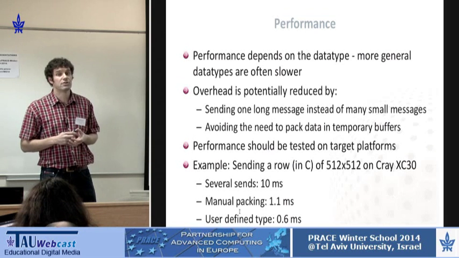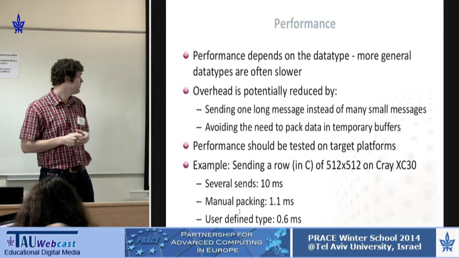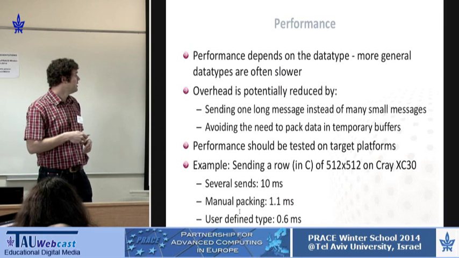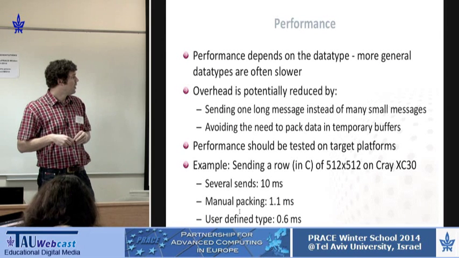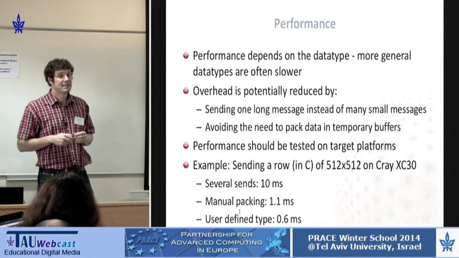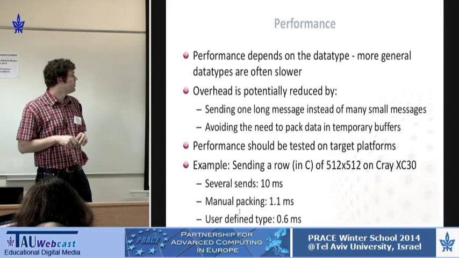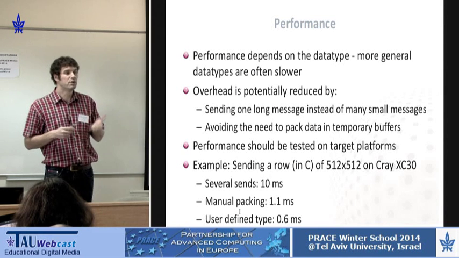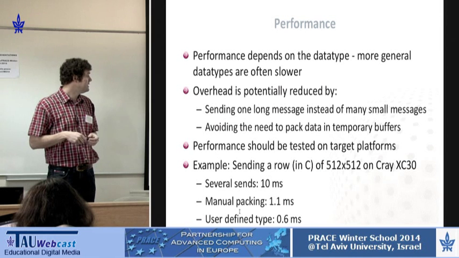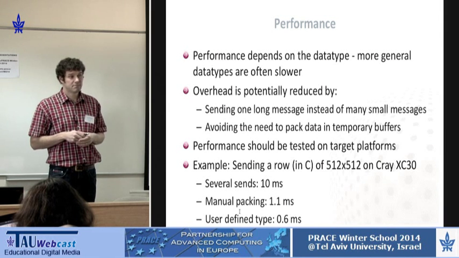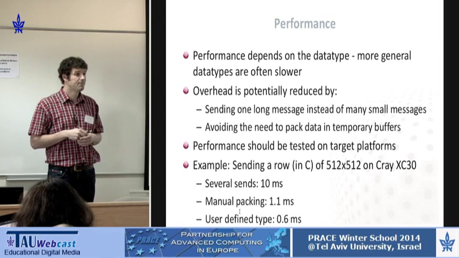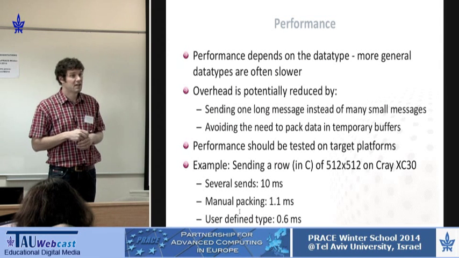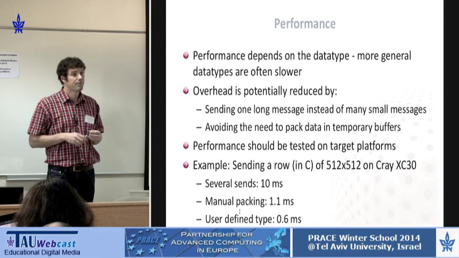It really depends also on the MPI implementation and hardware. But as an example, sending a row in C code on a quite recent Cray XC machine at CSC, of a 512 dimensional matrix: if you do that with multiple sends, it takes 10 milliseconds. If you do manual packing, we can do it 10 times faster. And by using the user-defined data types, we get more or less a factor of 2 improvement still.